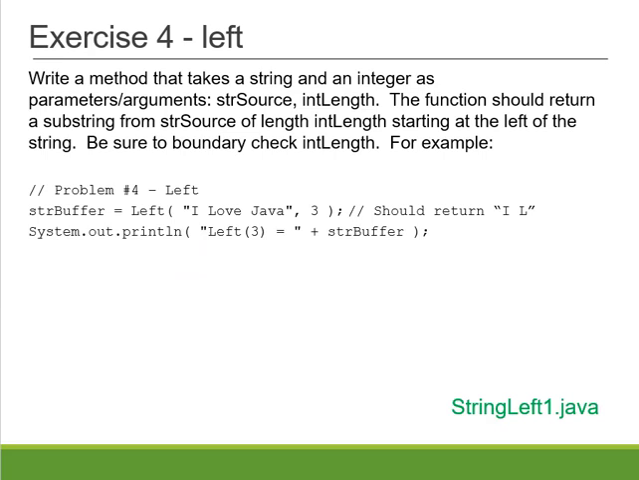Exercise 4. Let's create another method called left that receives a string and an integer as the parameters. This method will return a substring of the string parameter for the length parameter. Be sure to do the boundary checking for the length. Refer to the example on the screen.